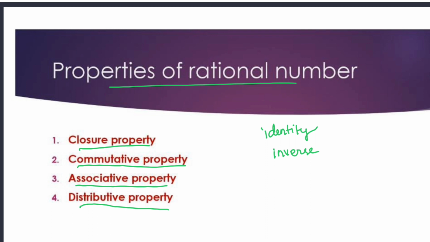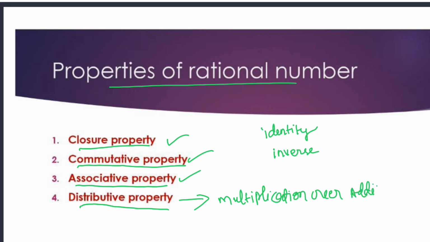See, the first 3 properties: closure, commutative and associative. We apply addition, subtraction, multiplication and division on them. On the last one, we do multiplication over addition and subtraction.